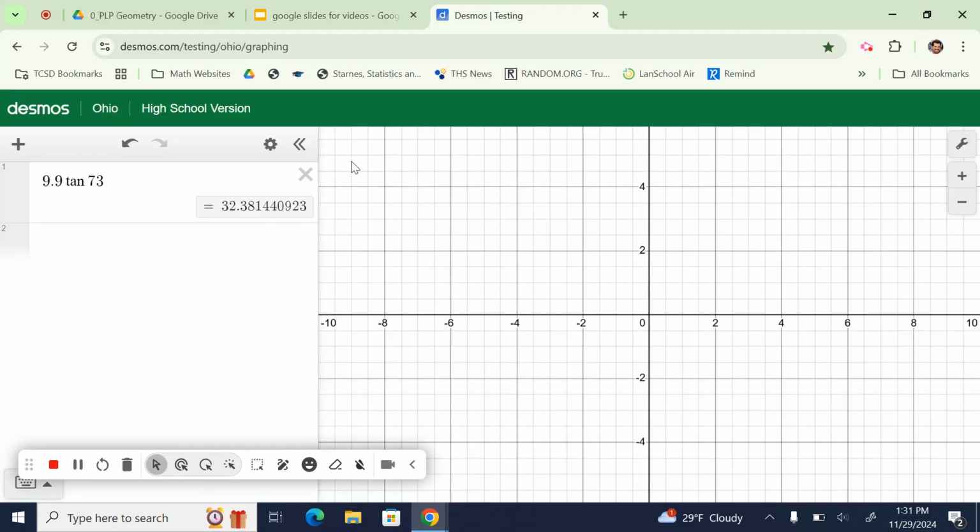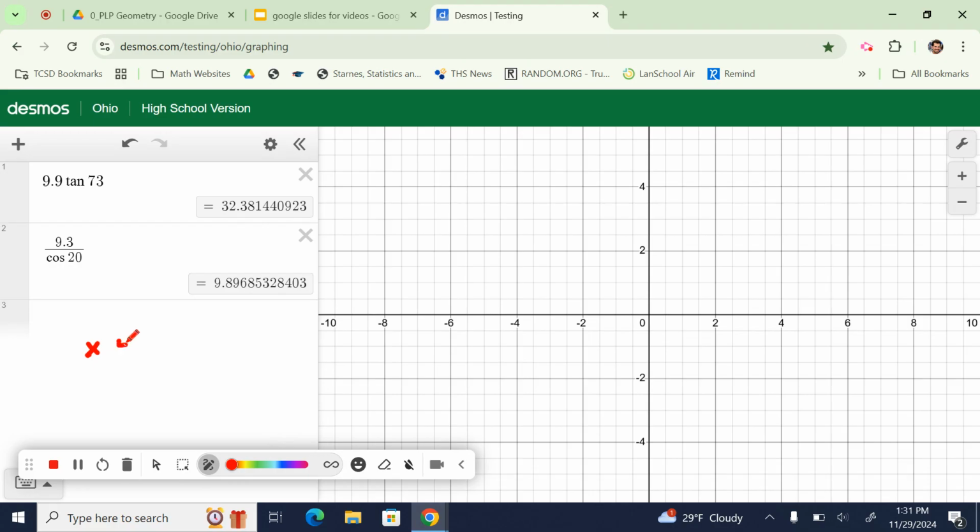So I'm still in degree mode. All right. So I got to type in 9.3 divided by, right? I can use the slash divided by cosine 20. And there I go. Again, round to the nearest tenth.